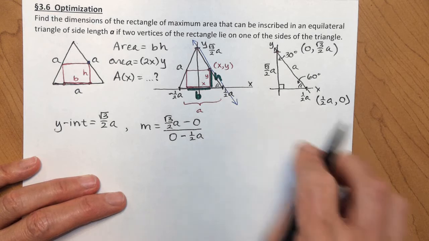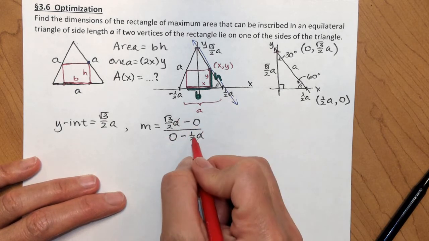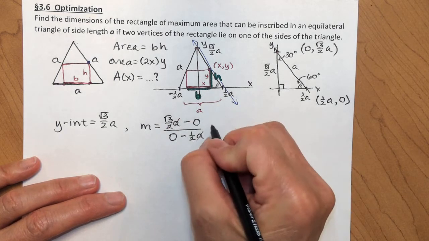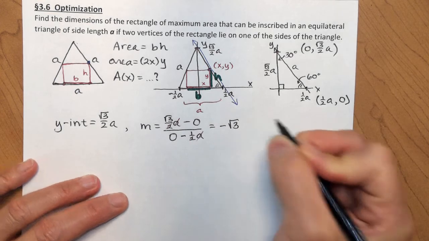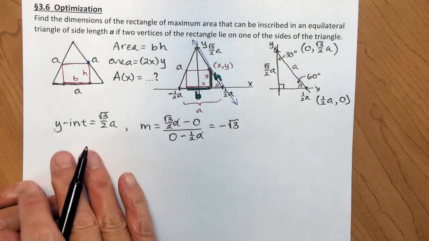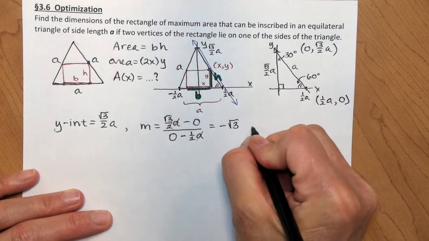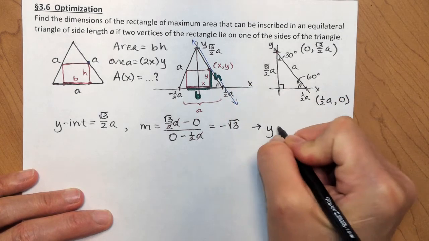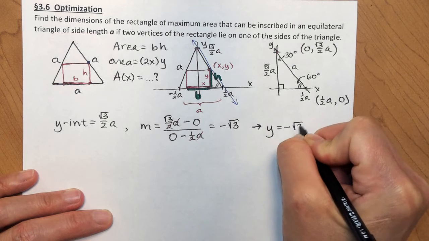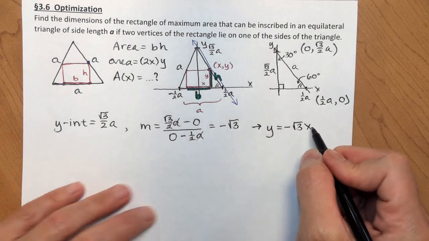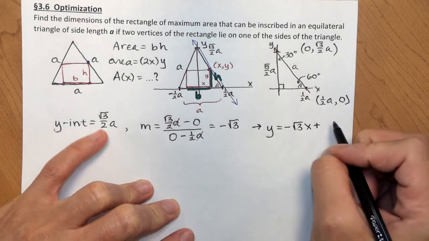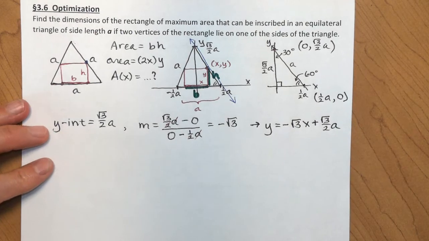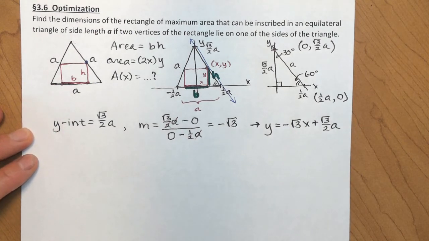So the a's are going to cancel, and the halves are going to cancel down here, and I'm going to wind up with root 3 over -1, or negative root 3. So putting these 2 pieces together, my y-intercept and my slope, I can write the equation of that line, which is going to allow me to relate x to y. y equals negative root 3x, I'm doing y equals mx plus b, plus my y-intercept, which is root 3 over 2a. And I think I am all set up to solve my maximization problem now.